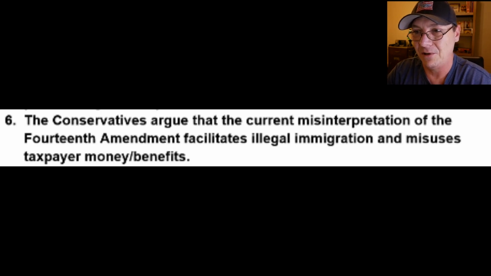And the way they wrote this act, you will see, they specifically deny people that are here illegally from participating. You can't go about it that way. This Immigration and Naturalization Act of 65 was written for legal immigrants, okay, not illegal. Number 6. The conservatives argue that the current misinterpretation of the 14th Amendment facilitates illegal immigration and misuses taxpayer money and benefits. Absolutely, that's what I'm arguing.